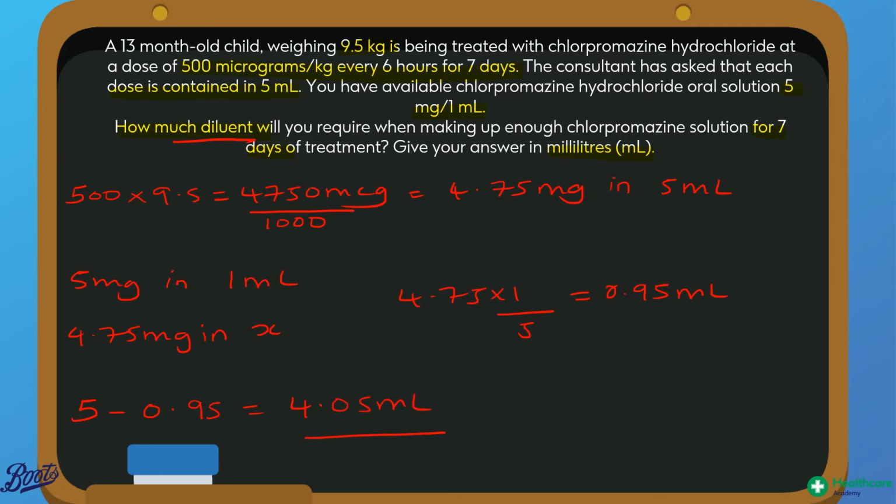Now, the question has asked us to work out a 7-day course, but the dose is 4 doses a day because it's every 6 hours for 7 days. So in total, we're going to do 4.05 multiplied by 4 multiplied by 7 to give us an answer of 113.4 millilitres, and that's our final answer.